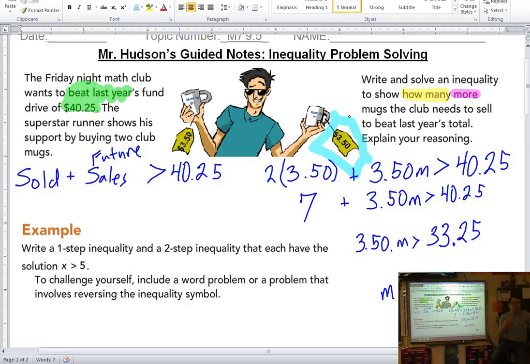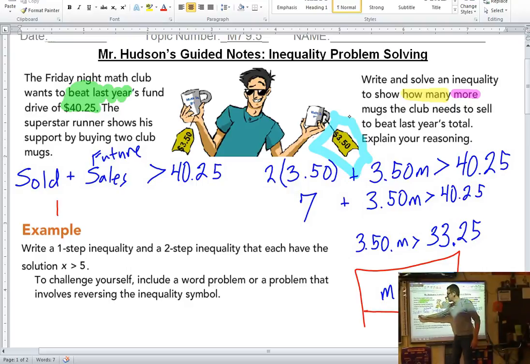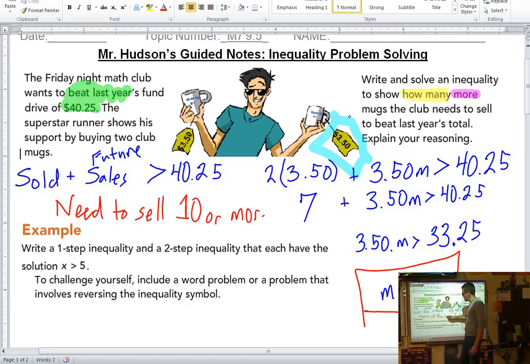So what's that actually mean? How many mugs do they need to sell, Inish? We really need at least 9. Will 9 be more than 9.5? Yeah, so they need to sell 10 or more. So when we look at this as our answer, what that actually tells me is we need to sell 10 or more to beat the total. Like 10 or more beyond what Johnny already bought.